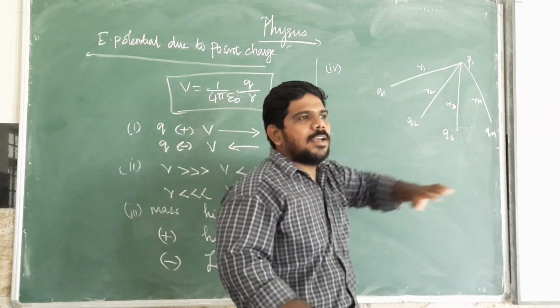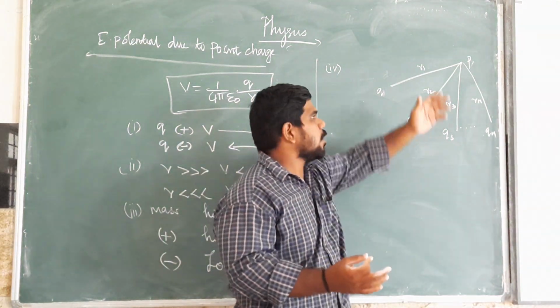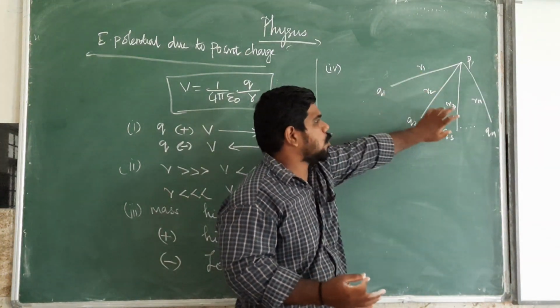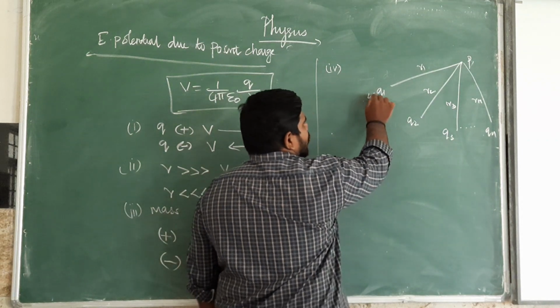Otherwise, it simply says that we are considering a collection of charges at a point P at distances R1, R2, R3 up to Rn. Okay, so for the first potential, what's the formula we get?